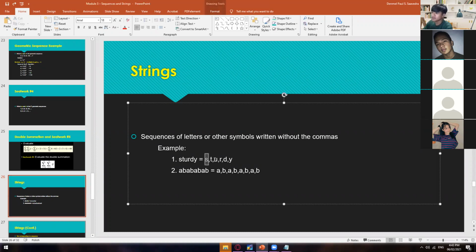Okay, so this one is a sequence. How did I say that this one is a sequence? Because this one is not inside a curly bracket. If it's not inside a curly bracket, then that one is just a sequence. But if it's inside a curly bracket, then that one is a set. And then for the string, this is the string. Just simply remove the comma. The same with this one. This one is a sequence. Just simply remove the comma, and then you will get the string right away.